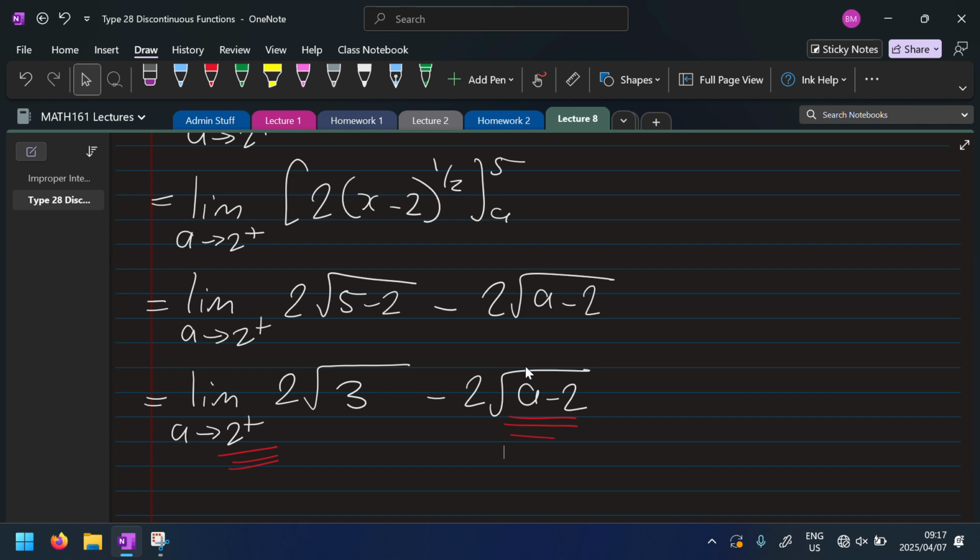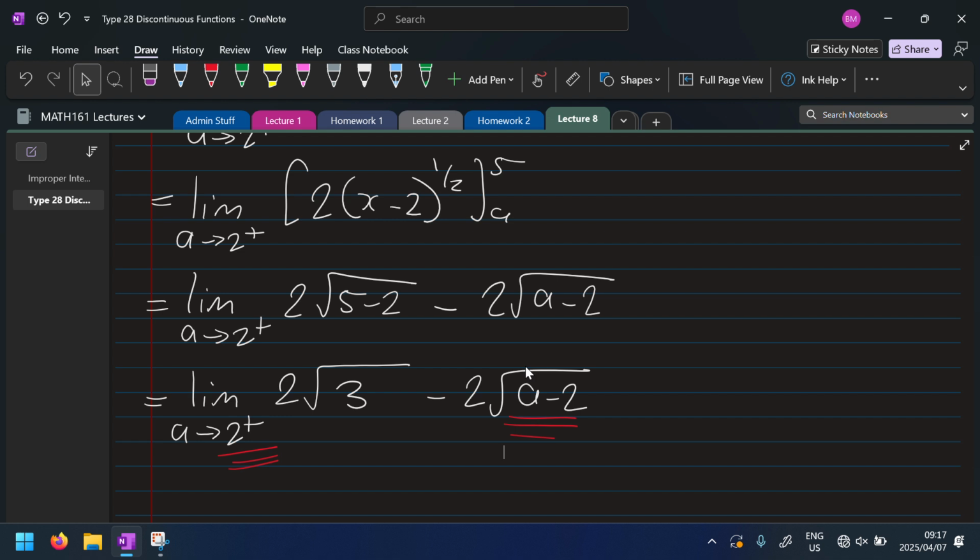If we wrote a goes to 2, that means we're considering values that are less than 2 as well. What happens if we have a minus 2, but a is less than 2? What happens to a minus 2? A minus 2 becomes negative. Can we take the square root of a negative? No. So the limit is undefined if we take a goes to 2. So if you write limit a goes to 2, this limit is undefined and you don't get an answer. But if you write this as limit a goes to 2 plus, then that just becomes 0.